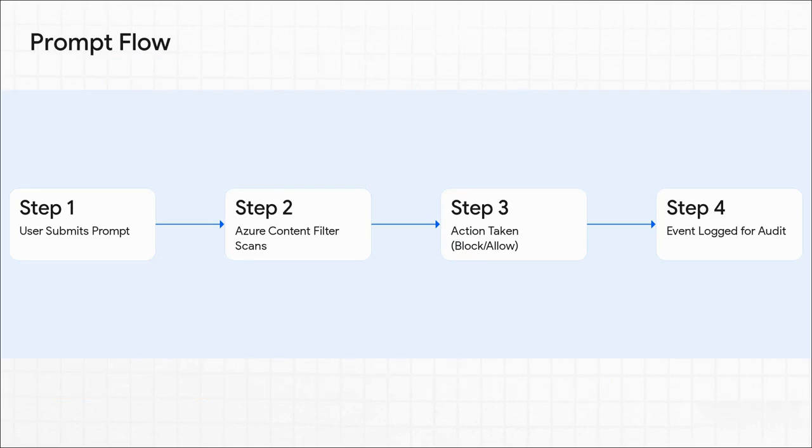And here's how it works step by step. A user types in a prompt. Instantly, before the model even sees it, the content filter scans it. Based on your rules, it either lets it through or blocks it. But here's the most critical part for us, step 4. No matter what happens, the event gets logged. This creates that priceless, unchangeable audit trail.